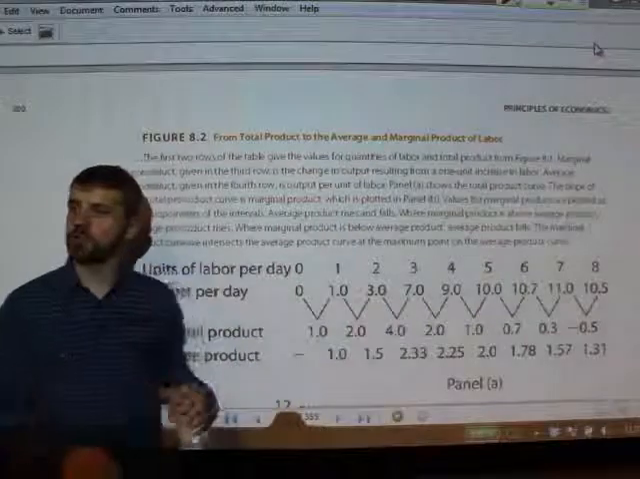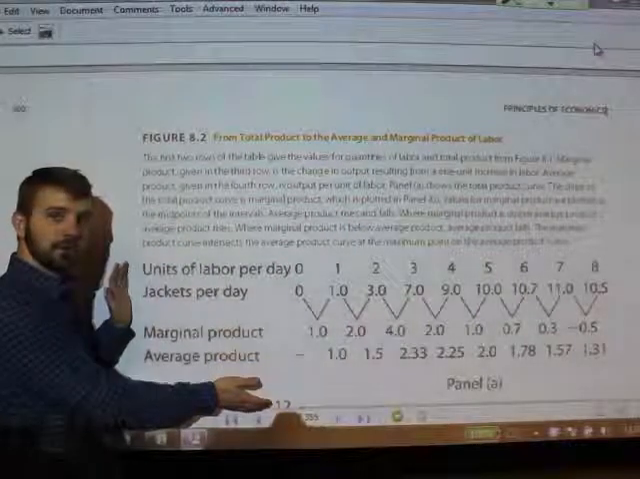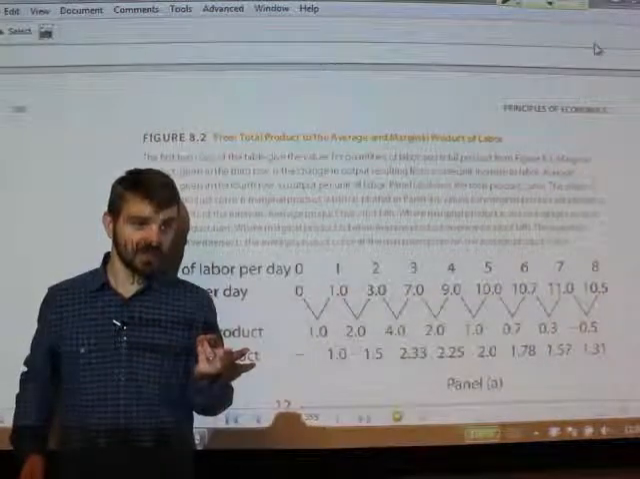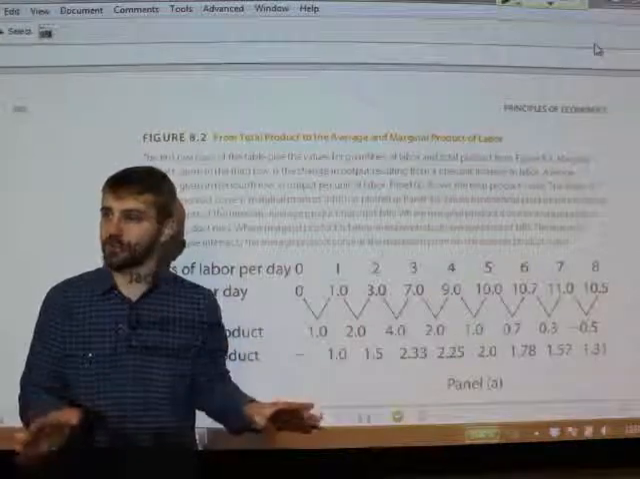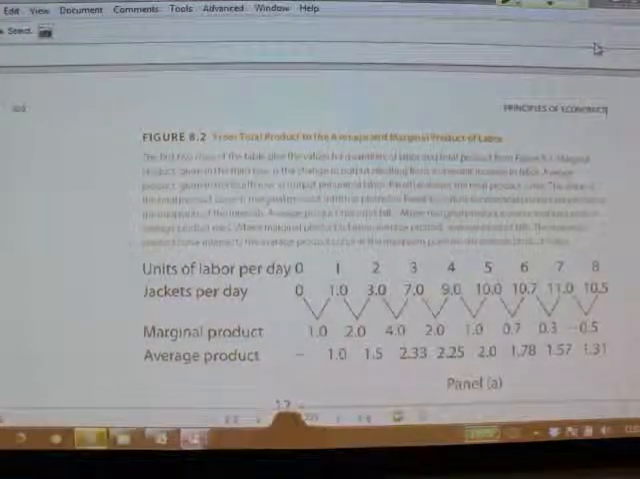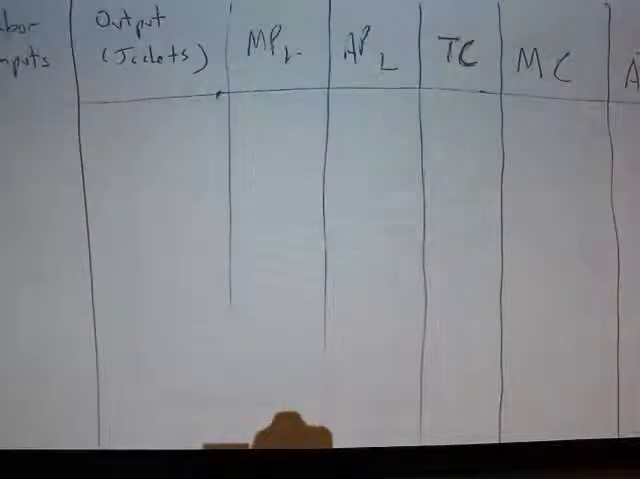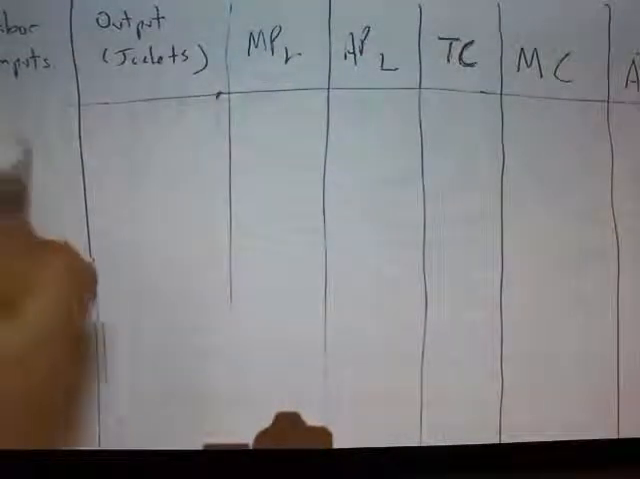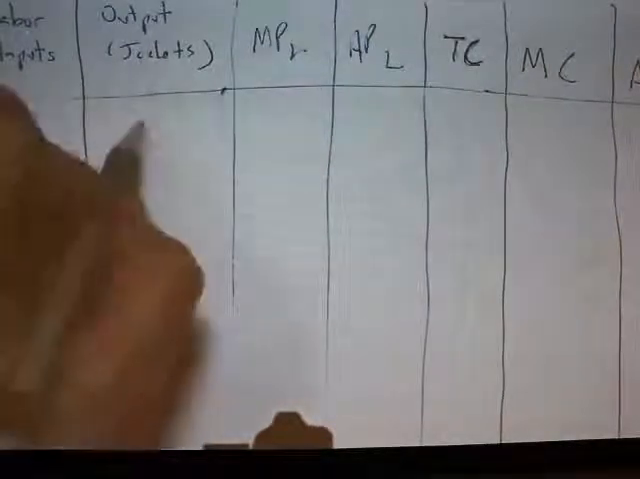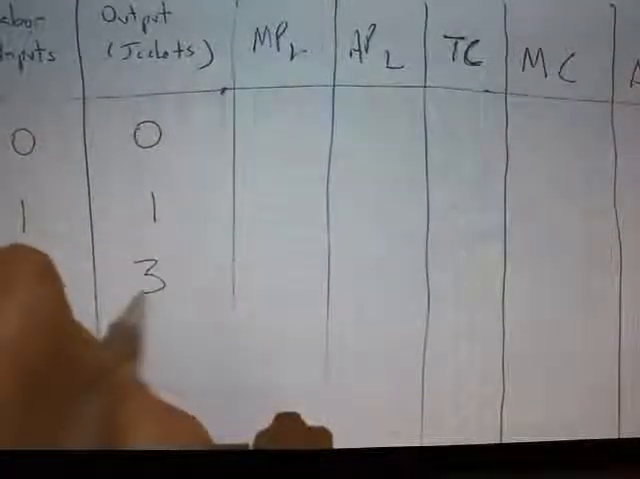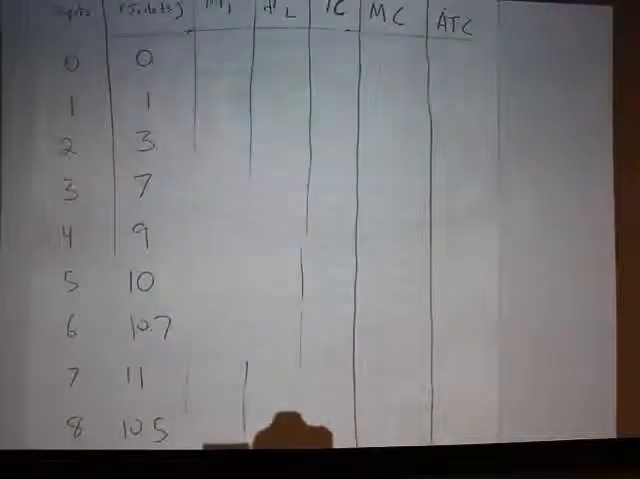Alright, so I'm going to show you how you can take the information in this table and the facts that a worker costs $100 and total fixed costs are $200 to derive every single curve in this section. So to begin, set up a table like the one I have shown here and fill in the information from figure 8.2. So with 0 units of labor, we produce 0 jackets. With 1 unit of labor, we produce 1 jacket. With 2 units of labor, we produce 3 jackets. And I'm just going to fill in the rest of the chart now.